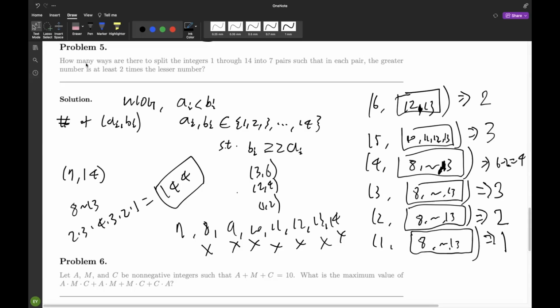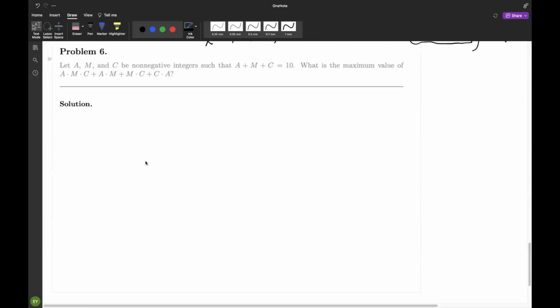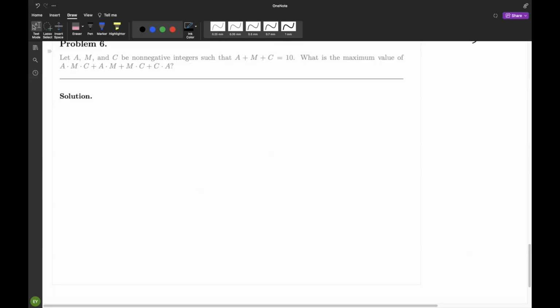Okay, let's move on to our last problem for today. Let A, M, C be non-negative integers such that A plus M plus C equals 10. What is the maximum value of that?